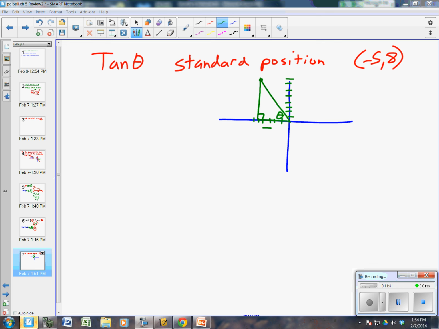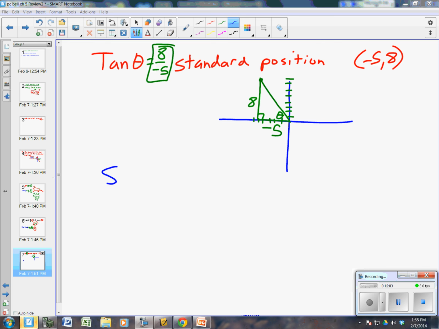And then I know I went -5 that way and I went +8 that way, right? And it's asking me for tangent of theta, which is opposite side, which is 8, over adjacent side, which is -5. So -8/5 is the answer to that problem. Any questions on that? Okay.